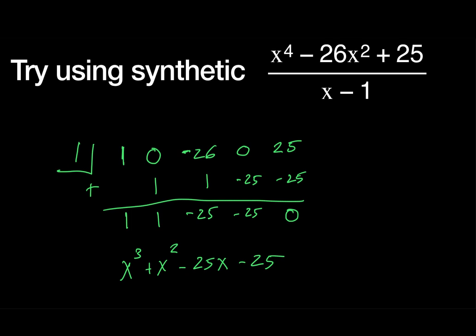Write that down if you didn't get it. And again, it was just a matter of one less power. So this was power to 4. This is 1x cubed plus 1x squared minus 25x minus 25, and then plus 0 because there's no remainder. So x cubed plus x squared minus 25x minus 25.